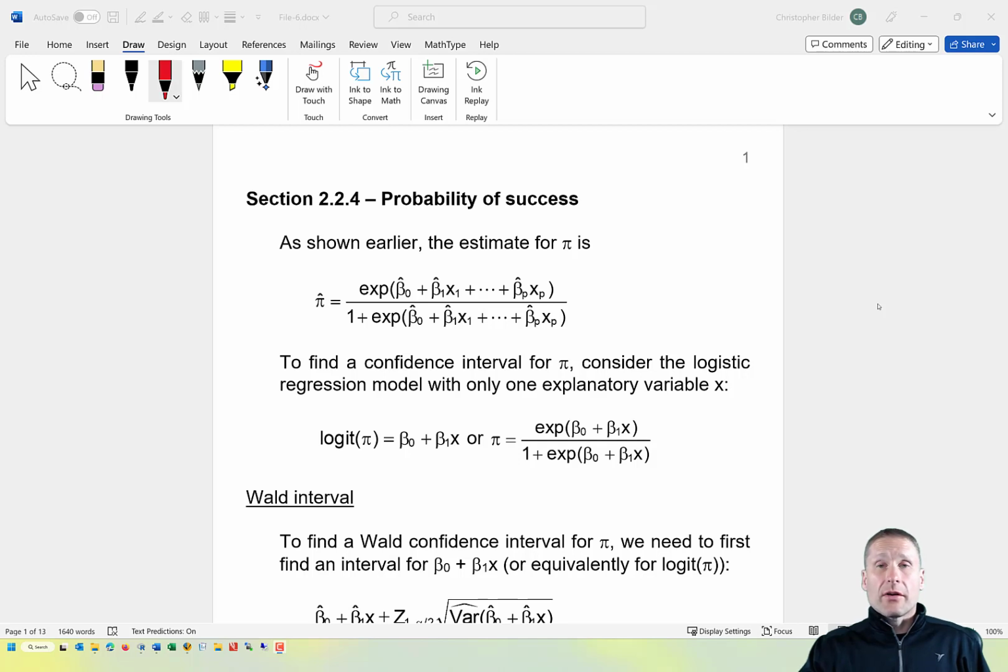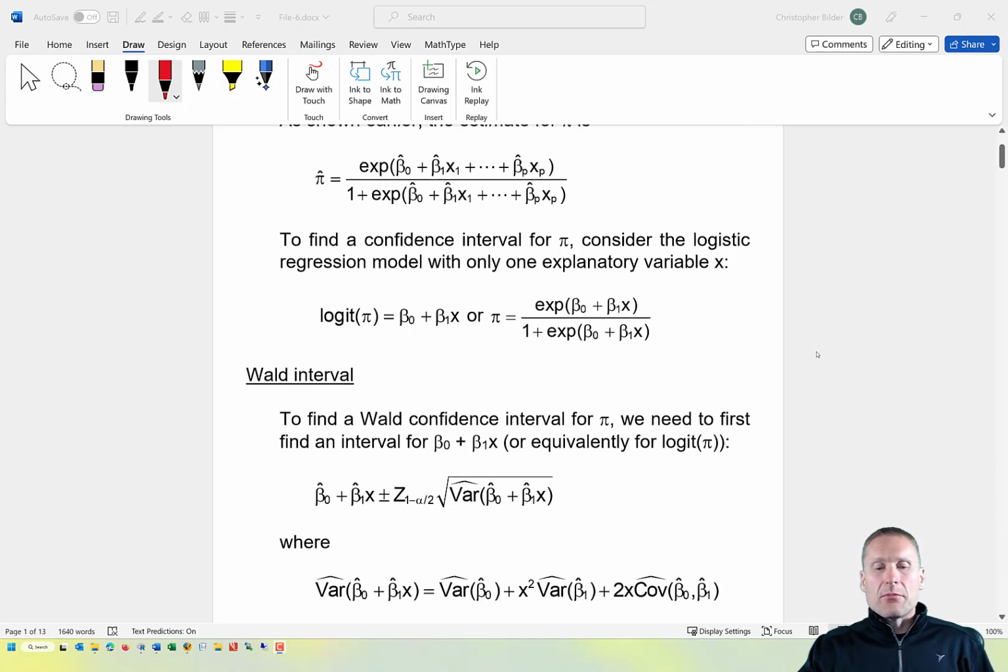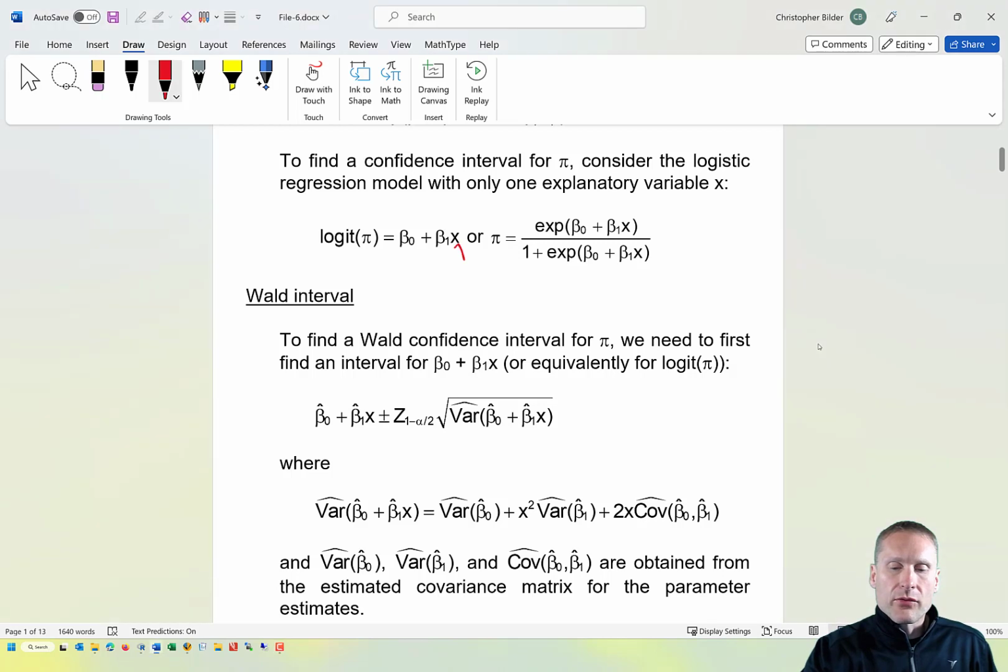We are next going to look at how we can make inferences about our probability of success parameter pi from a logistic regression model. To help simplify some of our presentation here, we're going to look at simply a model that has one explanatory variable in it. Let's call it x. So our model is logit of pi is equal to beta 0 plus beta 1 times x. Or equivalently, we could write the model as pi is equal to e to the beta 0 plus beta 1 times x over 1 plus e to the beta 0 plus beta 1 times x.